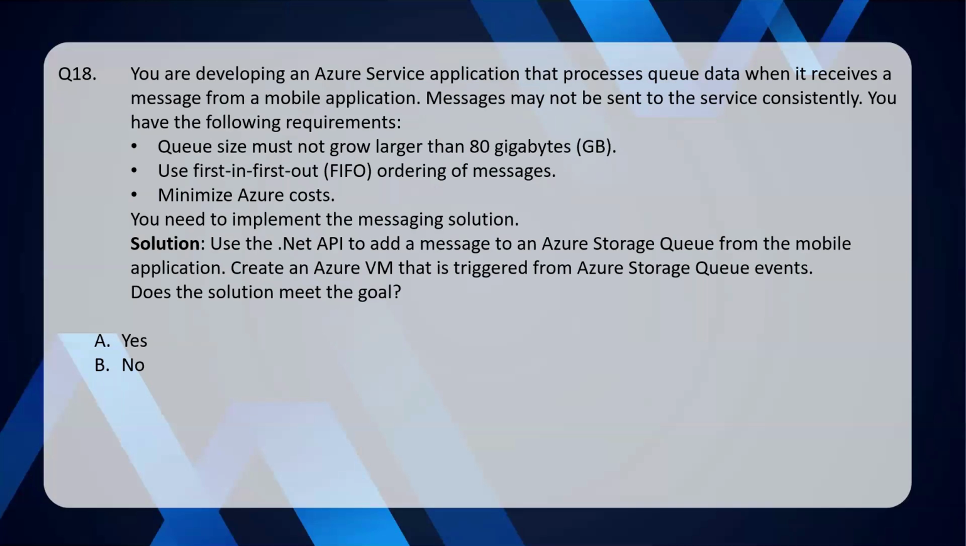And the solution you choose is use the .NET API to add a message to an Azure storage queue from the mobile application. Create an Azure VM that is triggered from the Azure storage queue events. Does this solution meet the goal? You need to tell whether this is right or wrong. And friends, this is an incorrect solution.